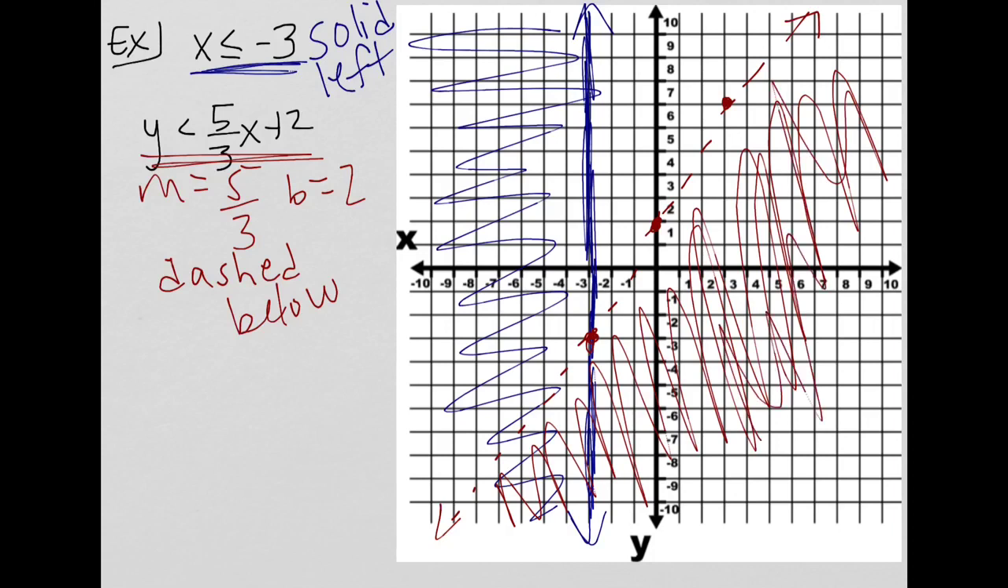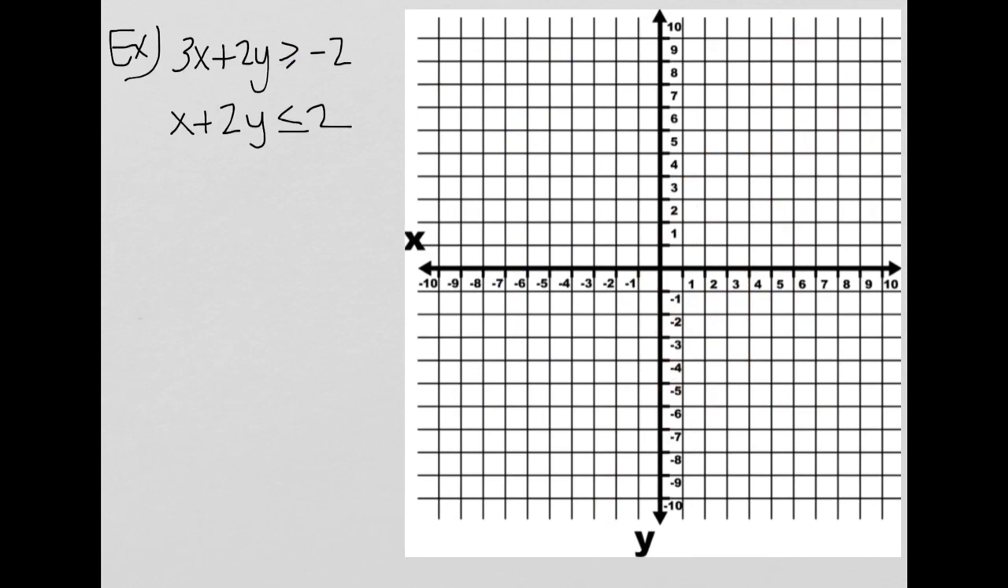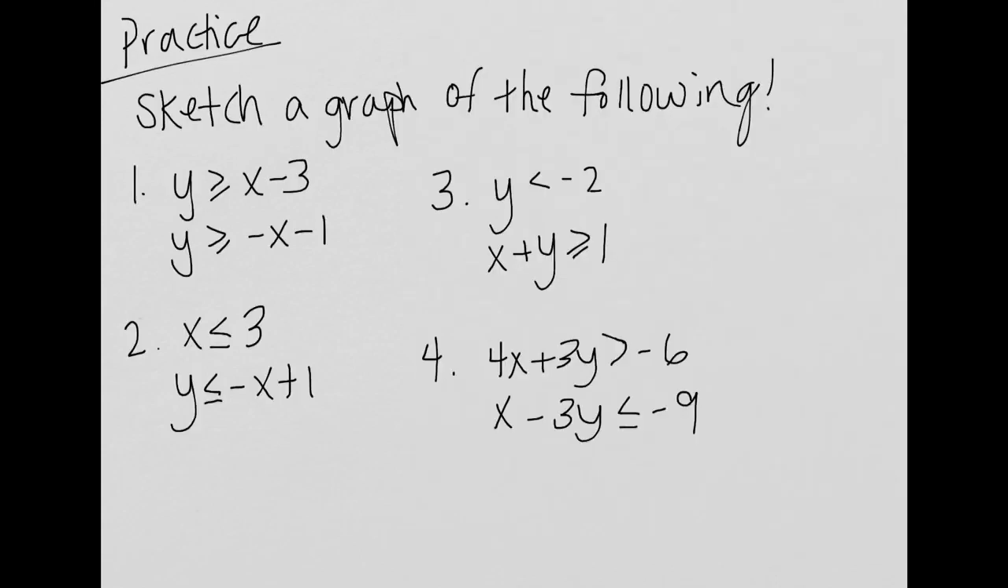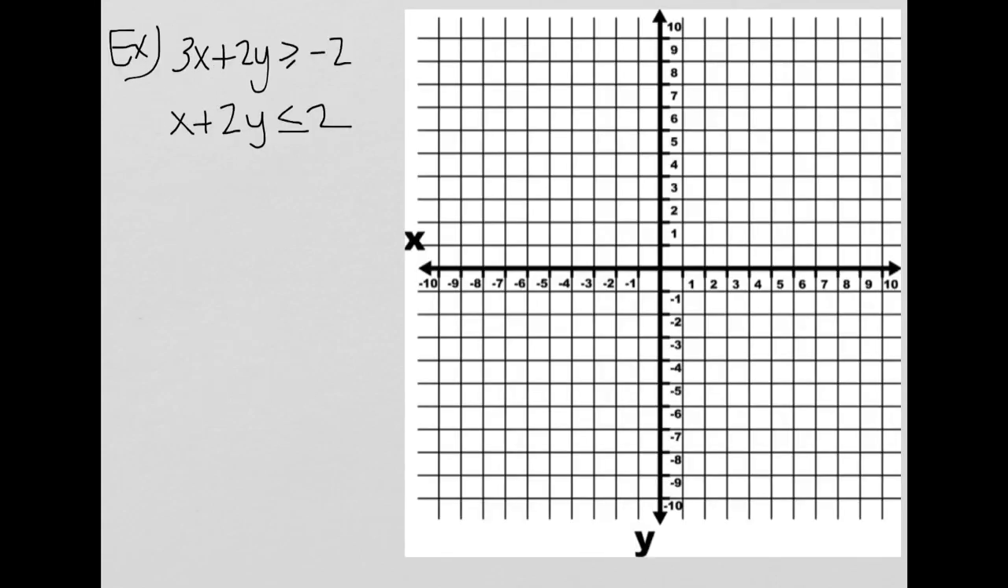And then again, for these systems, you're looking for where the colors overlap or where your shading overlaps, which in this case, again, is going to be this little baby triangle down here. And just know it goes on and on forever down here because these lines go on and on forever. Alright, this one you'd have to rearrange first in order to get there. And let me see how many more we got. Okay, so we can do this one real quick before time runs out.